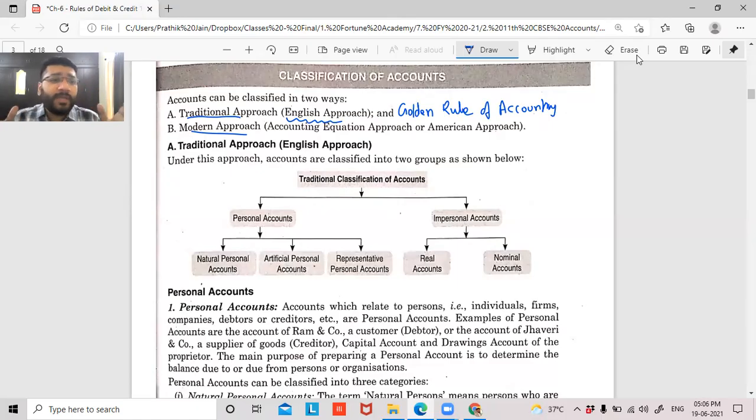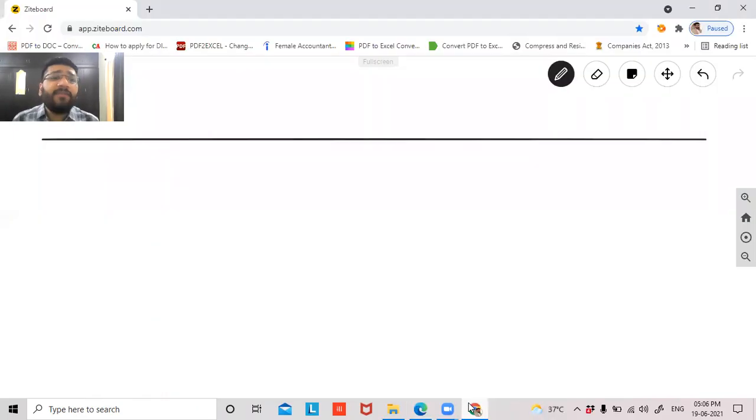So guys, today's entire class we'll be discussing only about the golden rule, because we have a lot of things to discuss in golden rule, and we'll be doing a couple of practical questions using the golden rule, right? So let's understand golden rule. What does golden rule say? What does traditional approach or the English approach say? It says that in a business financial transaction, as I said, there are two accounts or two items that have been affected, or two aspects that are being affected. You can classify those items, those accounts, or those aspects in three different categories.